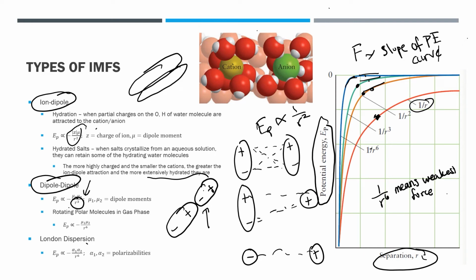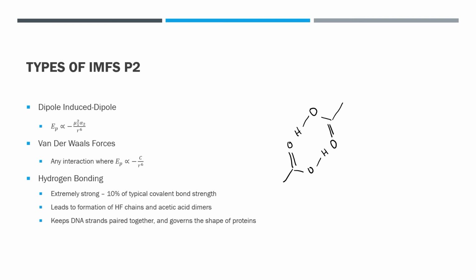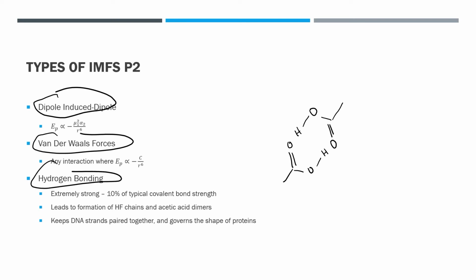So, for example, London dispersion forces only really act at really small distances, whereas ion forces are going to act at much larger distances. All right, so on this slide, I would just want to wrap up the types of IMFs that I talked about on the previous slide, but other IMFs. We should have heard of dipole-induced dipole, van der Waals, and hydrogen bonding, right? These are all classic IMFs that we learn.